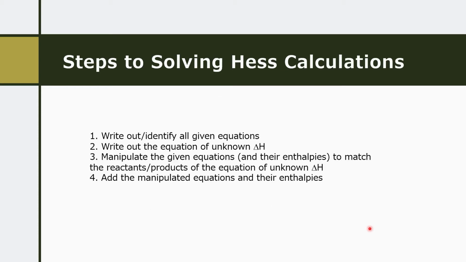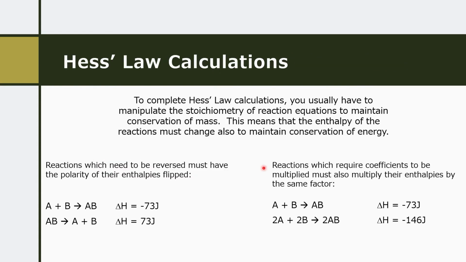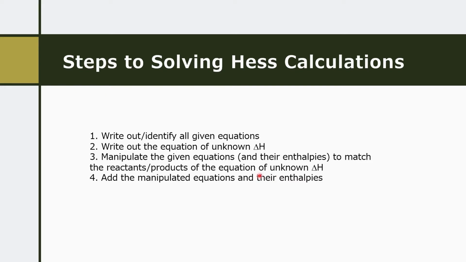Now, when we're doing any of these Hess's calculations, usually what I'll be asking you to do, or what you should be doing, is first identifying all of the equations that have been given to you. So either writing them out again if they've only been described to you, or simply numbering them usually works. Then write out the equation that we don't know the enthalpy change for. You can then manipulate the equations that you've been given, and their enthalpies, just like I showed in these examples, so that you end up matching the reactants and products in your given equations to the reactants and products for the equation of unknown enthalpy. Again, that'll make a little more sense when I show you an example in a moment.